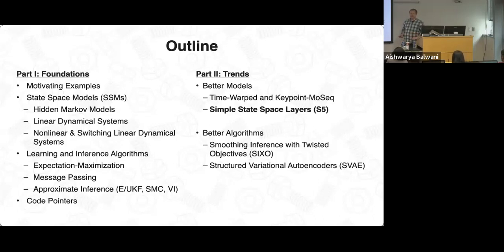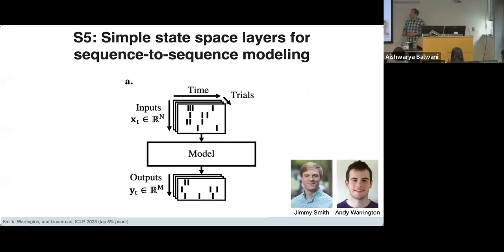All right, let me, in the last 10 minutes, just give you a bit about S5, because it's actually a very simple idea. And even if we don't get all the details, then at least you'll get the gist. This is work from students Jimmy and postdoc Andy, and the motivation is from a canonical problem in neuroscience that Chetan's lab has really done a great job to make benchmarks around.